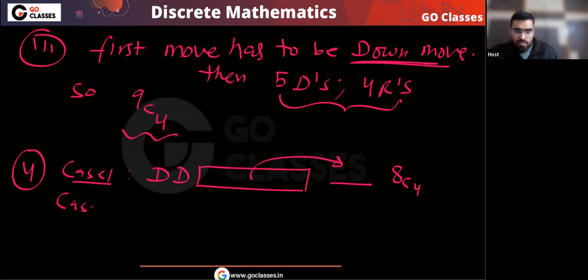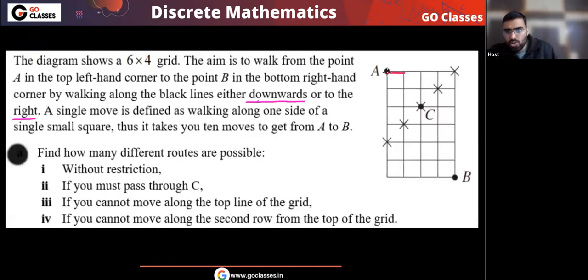What is case 2? Case 2 is you make a right move, and then you make a down move. Then what should be your next move? Can anyone tell me?